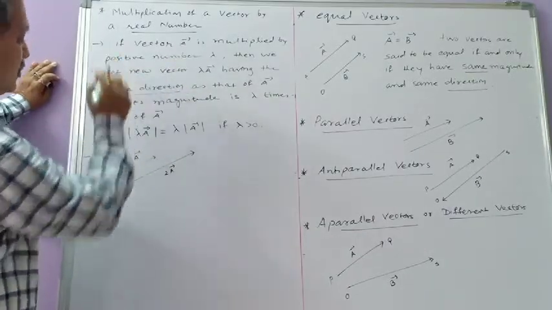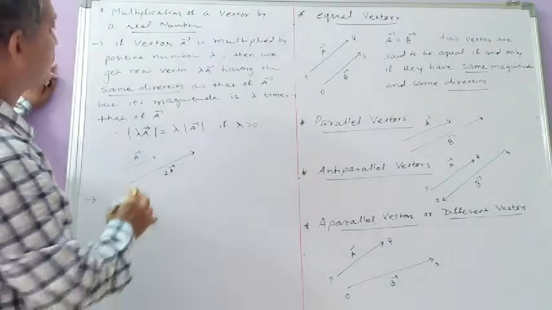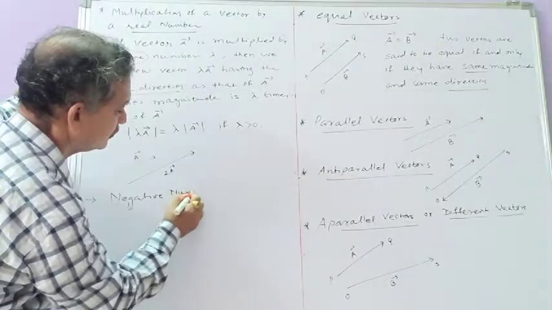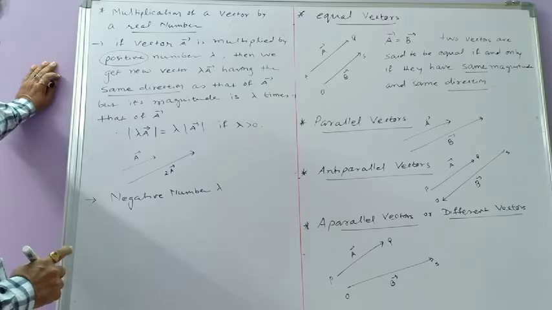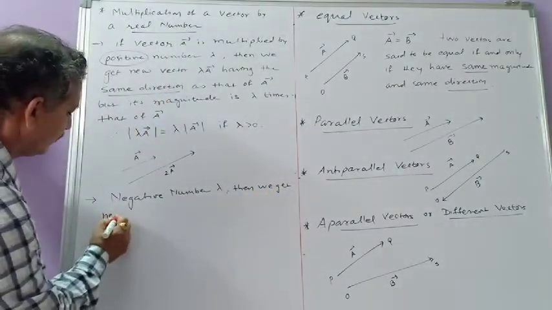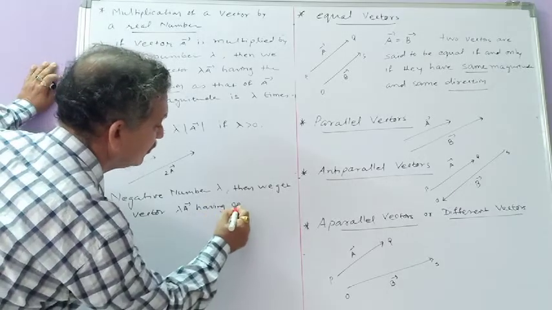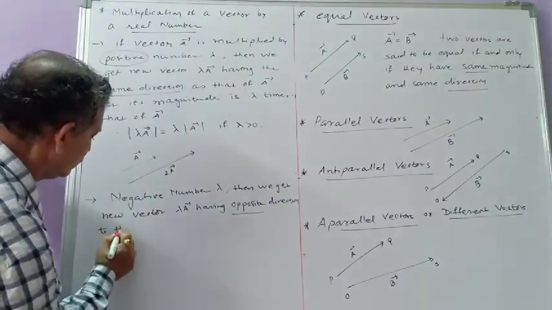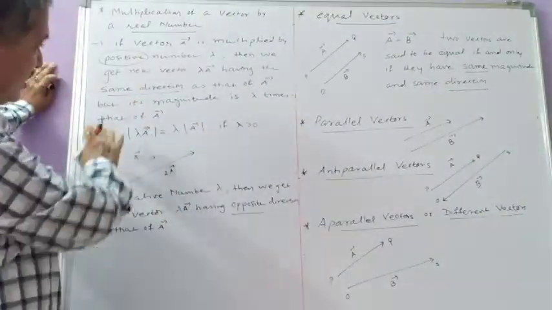Similarly, now instead of a positive number, I am not going to write it here, but you understand, if vector A is multiplied by a negative number lambda, then we get a new vector lambda A having opposite direction to that of vector A. And again its magnitude will be lambda times that of vector A.